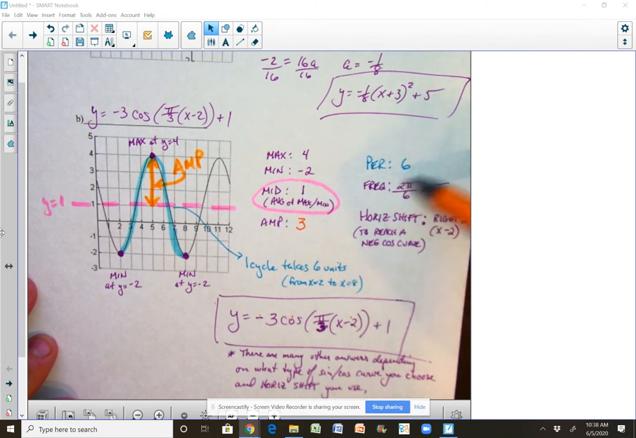And then we can get the frequency from that by just using that good old formula. 2 pi over the period is the frequency. So pi over 3 is going to be your frequency for this.